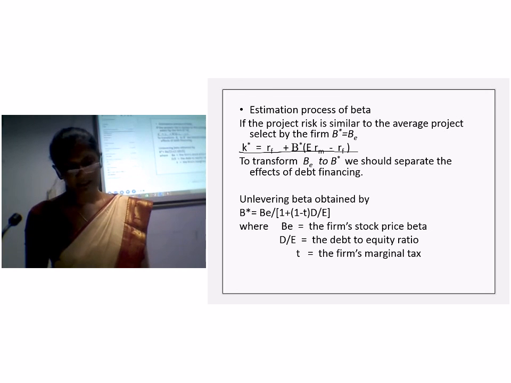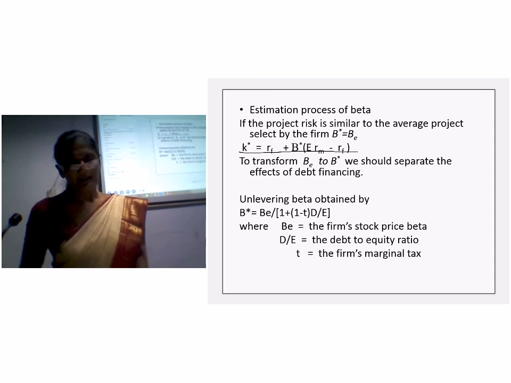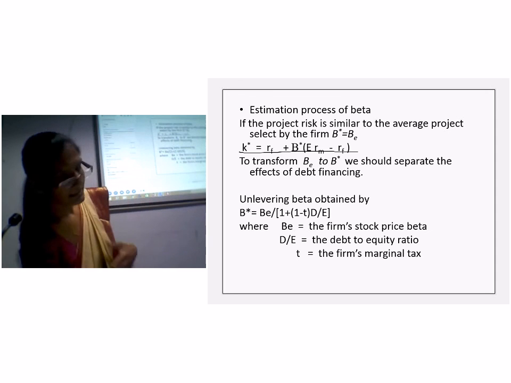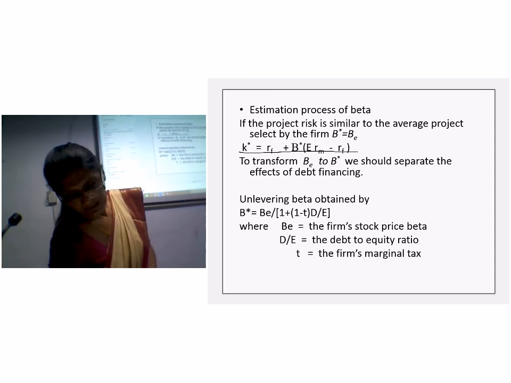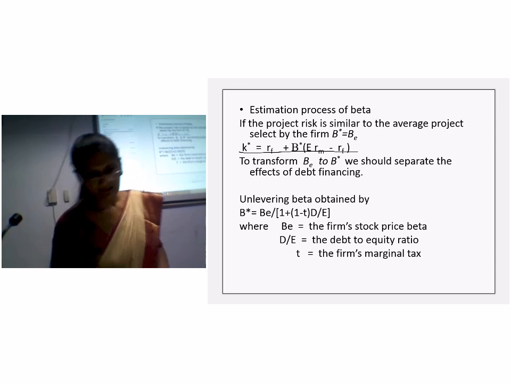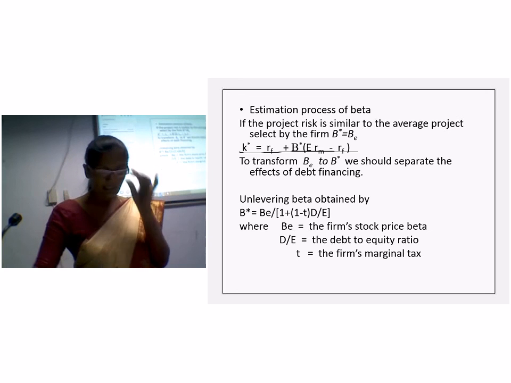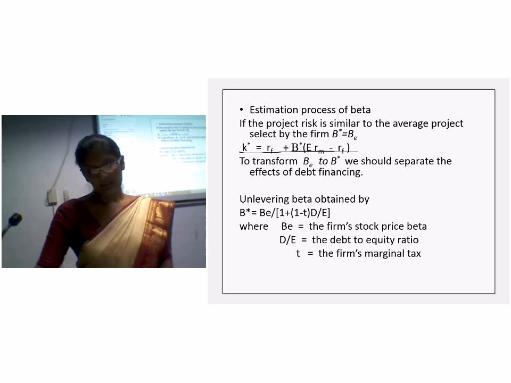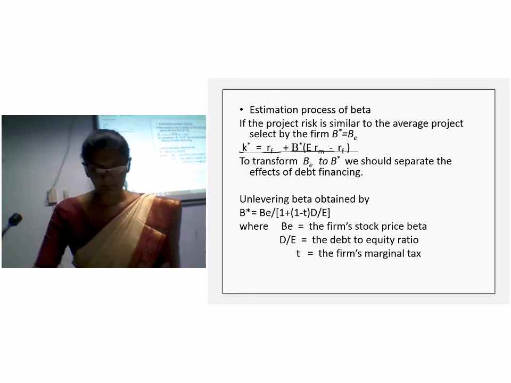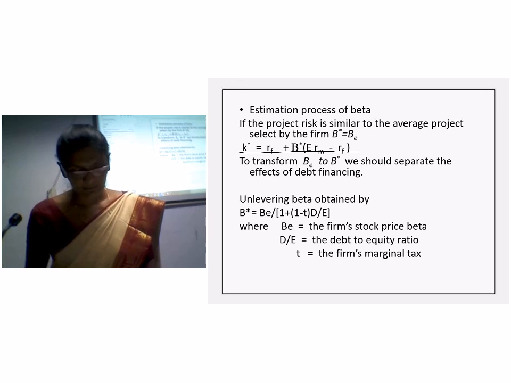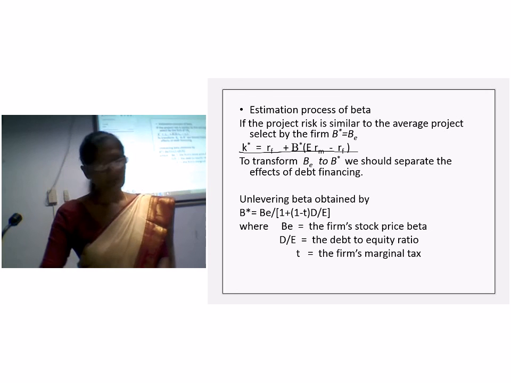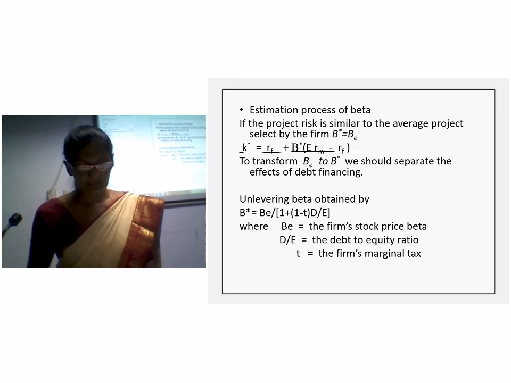To transform beta E to beta star, we should separate the effect of debt financing. As I discussed before, using the Hamada equation, we can separate the unlevered beta and the levered beta, right? So this equation is introduced in Hamada equation modeling. It separates the beta of the unlevered firm and the beta of the levered firm, which can be separately identified using this equation, right? So we can use this equation to find the beta of a separate project which is facing a different leverage. If the debt to equity ratio changes, it affects the beta as well.